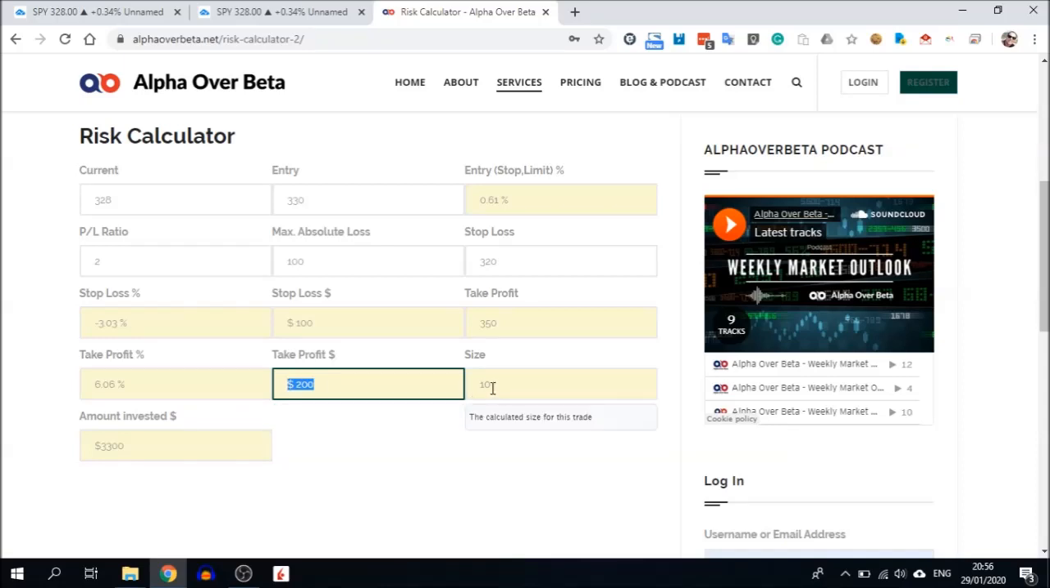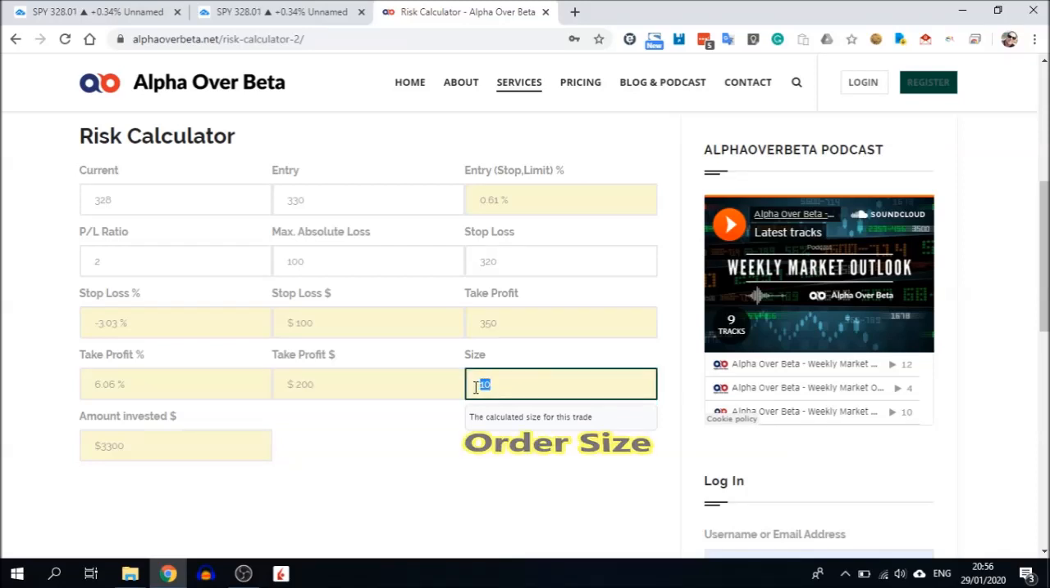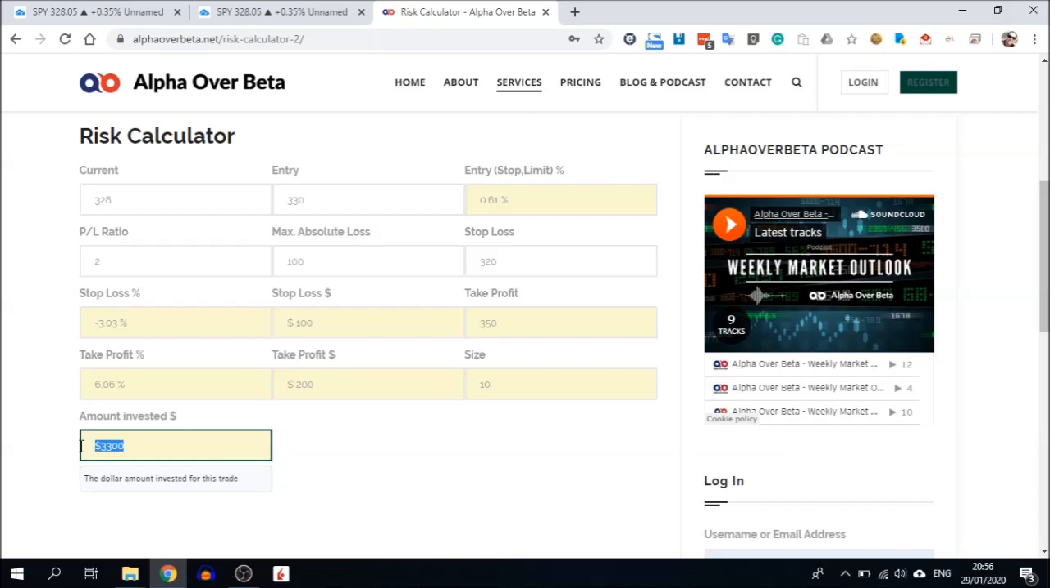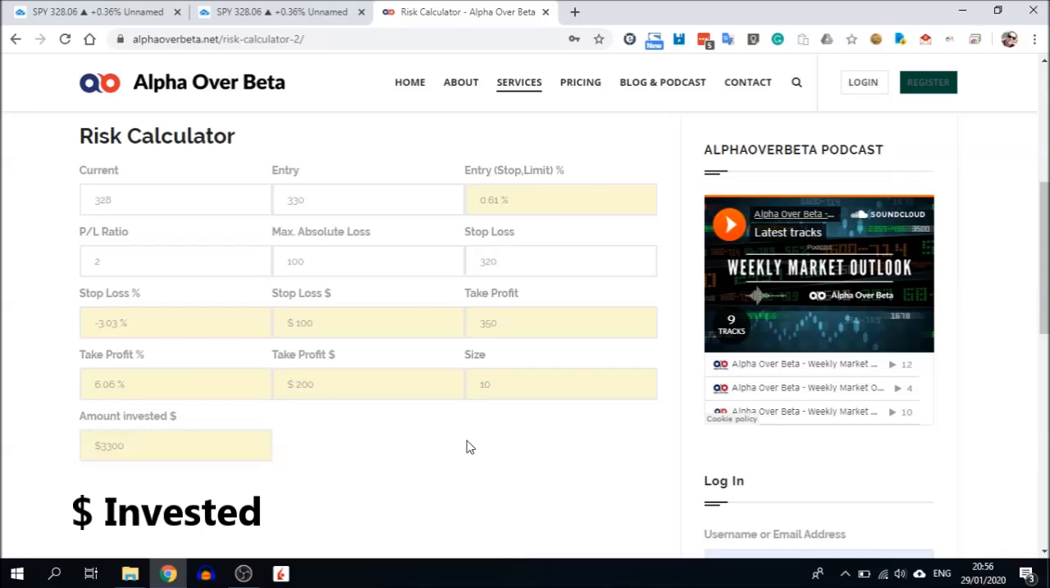Now here comes the most important outcome of this calculation, and that's the size of the order. How many units am I going to buy? In my case, SPY. And because of all the fields that we entered here, the calculator says that the output, the size in units, in this case ETFs, is 10. So when I issue the order to the broker, I'm going to ask for 10 SPY. And the amount invested in dollar terms would be $300.